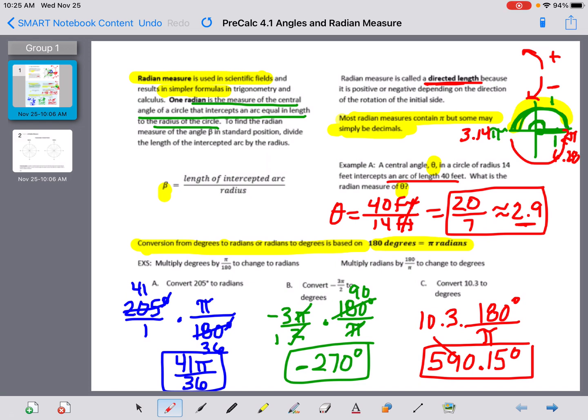Okay, are we comfortable with the conversion factor? It doesn't matter that we only convert between the two, radians to degrees. If you're in degrees, make sure that degree symbol's there because everything else is assumed to be radians.